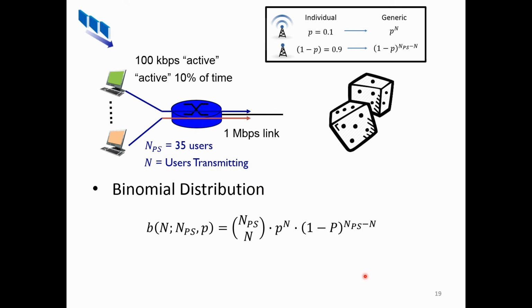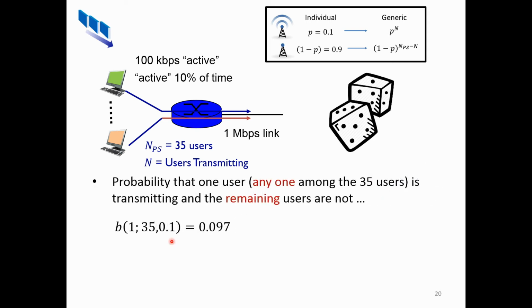We represent the binomial distribution in the following manner. N is the number of users transmitting, NPS is the total number of users, and P is the probability of success of N, the number of users transmitting. We'll see later why it's called a binomial distribution.